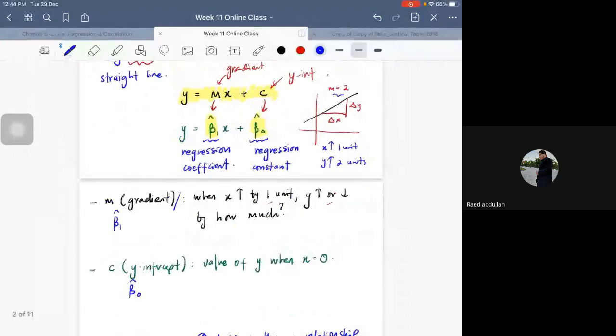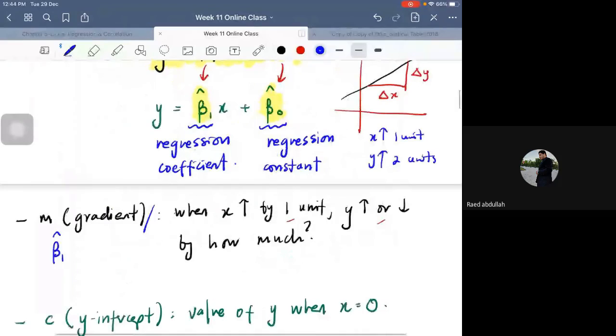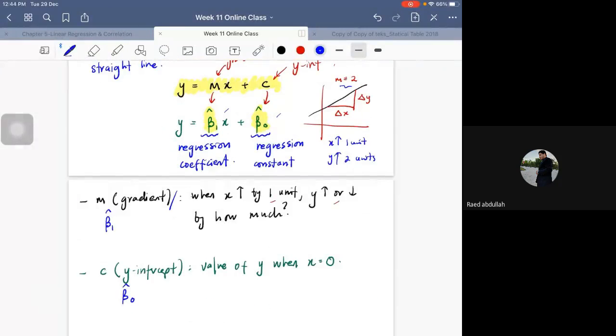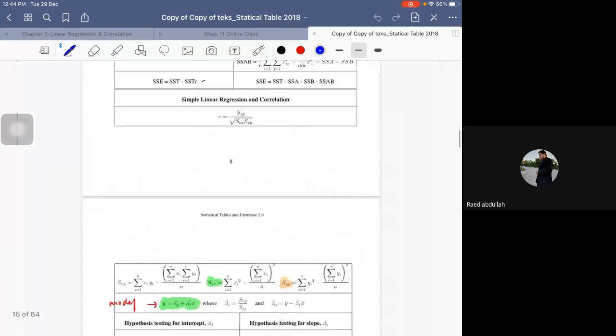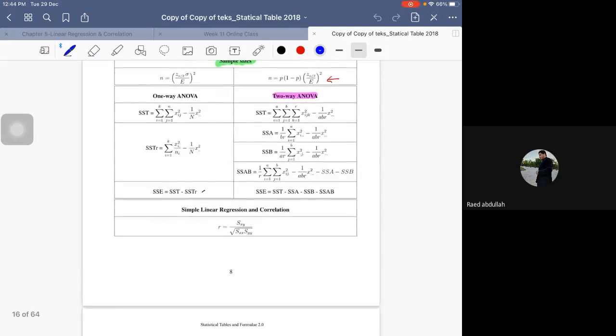And how do you find the value of beta 1 and beta naught? There is a specific formula in the book that you are going to use in order to find the value of beta 1 and also beta naught. So where are all the formulas? This is going to be a statistical table. This is on page number 8, simple linear regression and correlation. This bit over here is the formula on how to find R, the correlation coefficient.